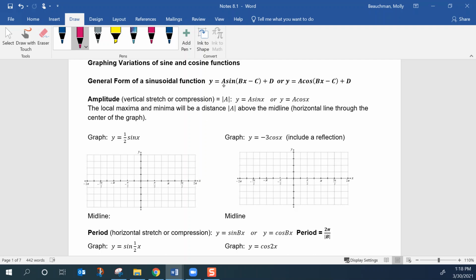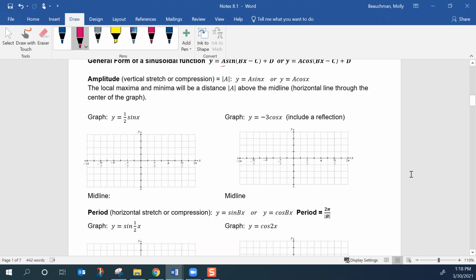The first, let's take a look at what a does. A is the amplitude, or a vertical stretch or compression. So the local maxima and minima will be a distance a above and below the midline instead of a distance of 1. So if I graph y equals 1/2 sine of x, the 5 key points, I'll graph just one period.